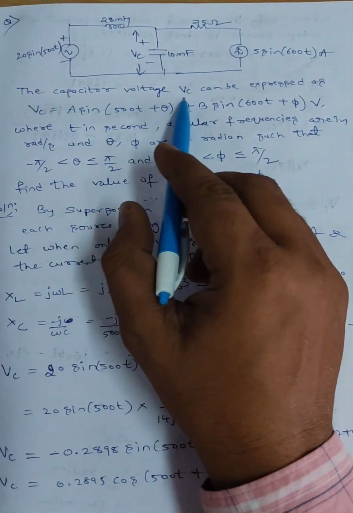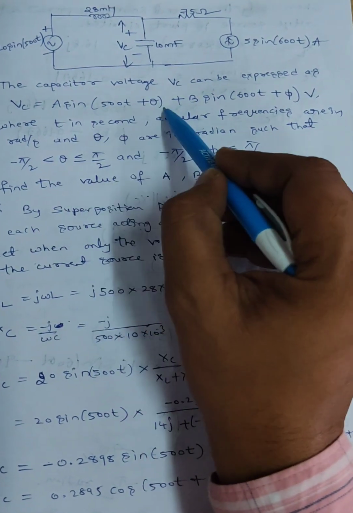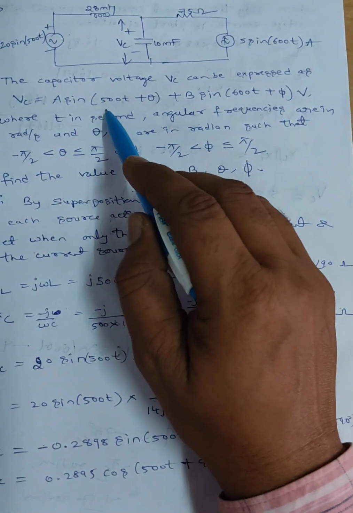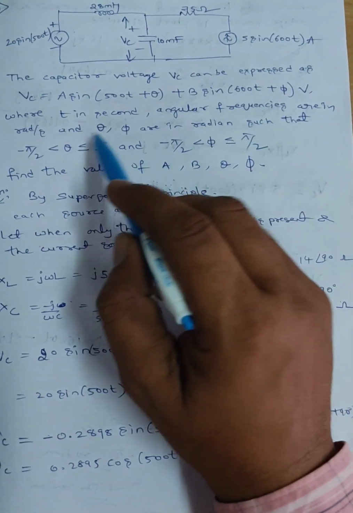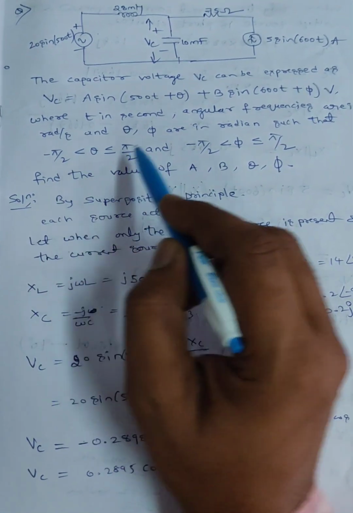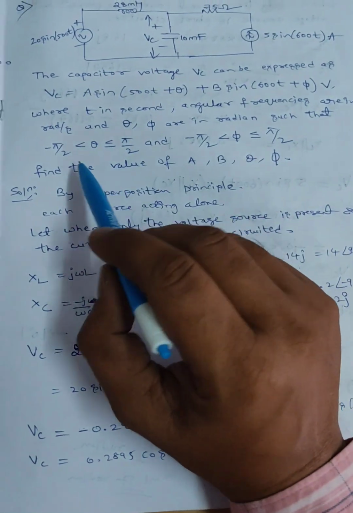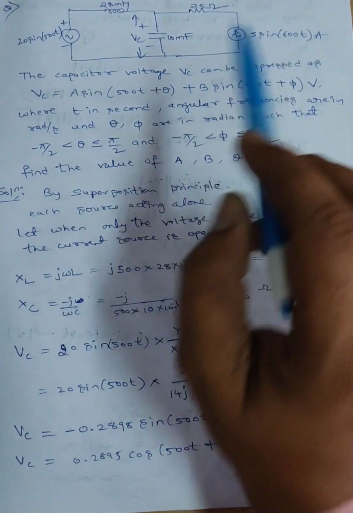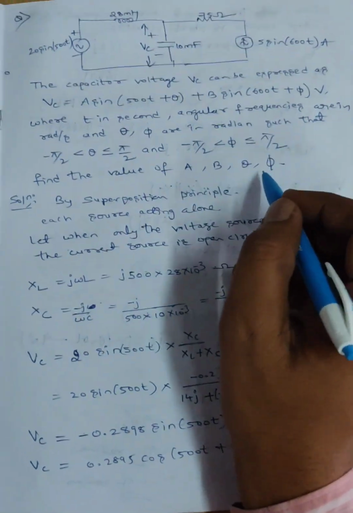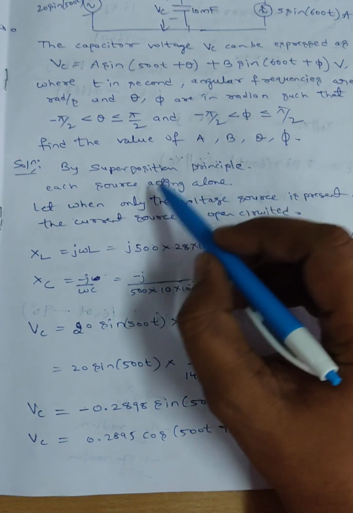The capacitor voltage VC can be expressed as an instantaneous equation, A sin(500t plus theta) plus B sin(600t plus phi), where t is in seconds, omega is in radians per second, and theta and phi are in radians, such that theta lies between minus pi by 2 and plus pi by 2, and phi lies from minus pi by 2 to plus pi by 2. This is the data given, and they are asking for the value of A, the value of theta, the value of B, and the value of phi.